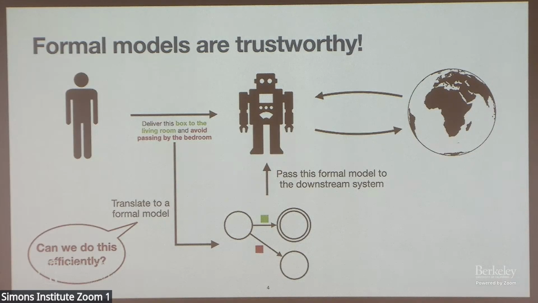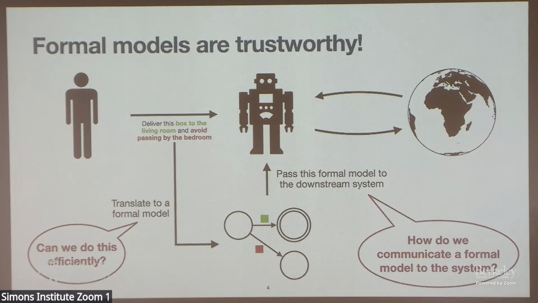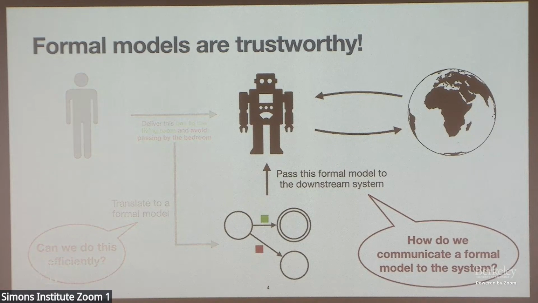But the question is, how can we efficiently do this left-hand side? How can we even translate these to formal models? And then on the right-hand side, we have this other question: how do we actually communicate this formal model to the downstream system? In today's talk, we'll just focus on the right-hand side of this picture. There are some other works to accomplish the left-hand side. But I think to get some interesting results, maybe working on this right-hand side will give us tools to tackle the left-hand side, the inverse problem too.